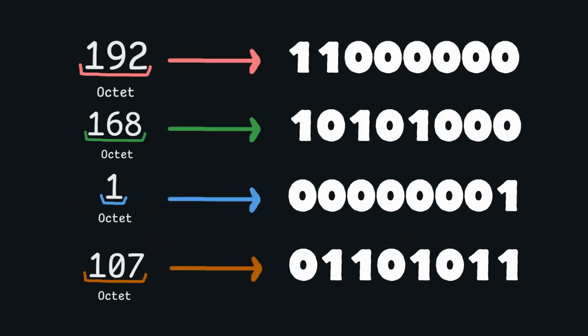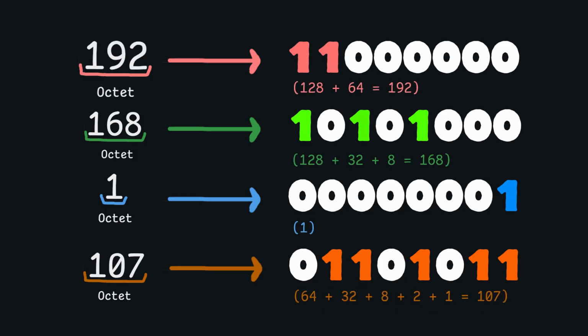So if we take 192.168.1.107, for 192, we just flip on 128 and 64. For 168, we light up 128, 32, and 8. For 1, only the very last bit on the right turns on. And for 107, we switch on 64, 32, 8, 2, and 1. Put those 4 together, and that's what the computer is actually looking at under the hood. The only reason we convert it to decimal is because human brains aren't built for endless ones and zeros.